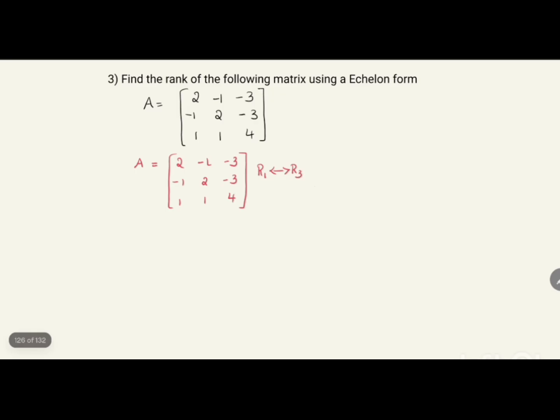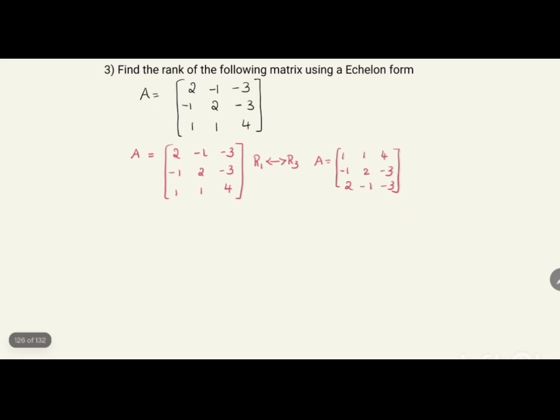Then what will be the matrix? A is equal to, I am interchanging the rows: 1, 1, 4, minus 1, 2, minus 3 and 2, minus 1, minus 3. So this is how the matrix looks after interchanging the rows. Now we have to check the principal diagonal. See, this is the principal diagonal and I should make these three elements 0.